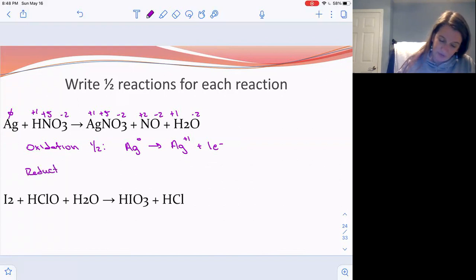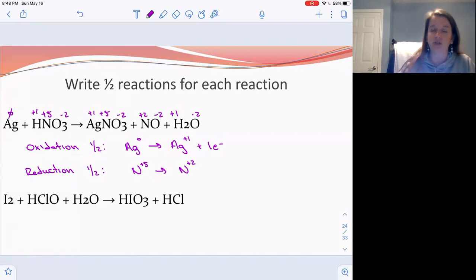What's getting reduced? The nitrogen is being reduced because it has a plus 5 over here on the reactant side, and it has a plus 2 over here on the product side. So how many electrons do we have to add and to which side? We have to add 3 electrons over here to balance out those charges.